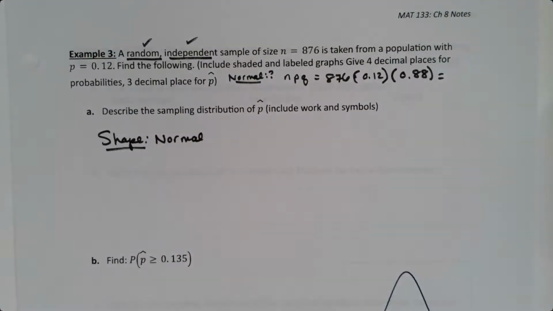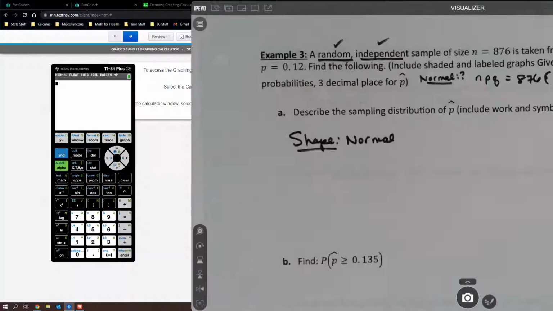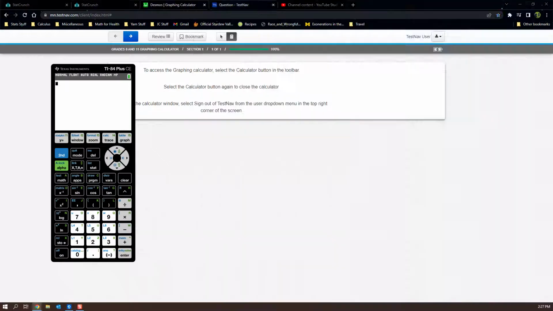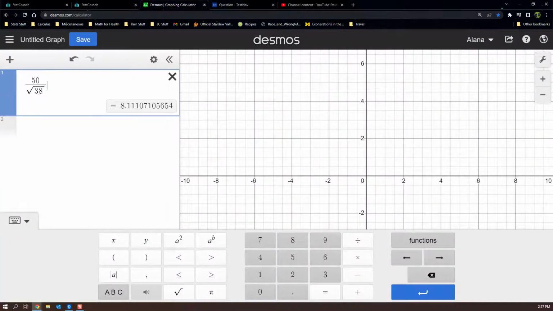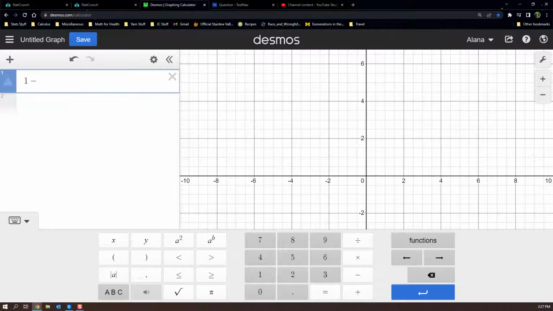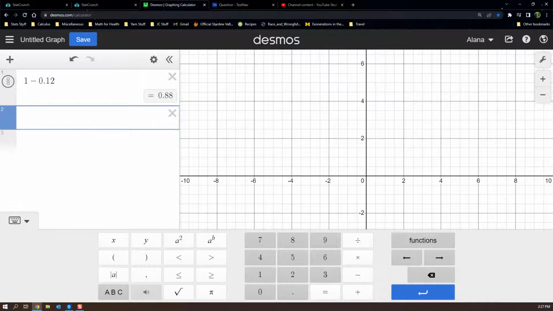So I just need to find that number. Again, the problem didn't specifically ask for this, so you wouldn't really do this unless it was asked for, but I'm going to do it. I'm going to go over here to Desmos. First, I want to prove to you that I was right. This is 1 minus 0.12. Look, in fact, it is 0.88. 876 times 0.12 times 0.88 is 92.506.